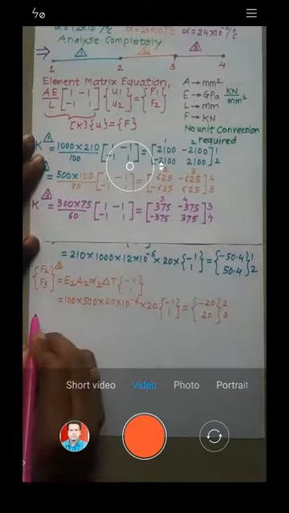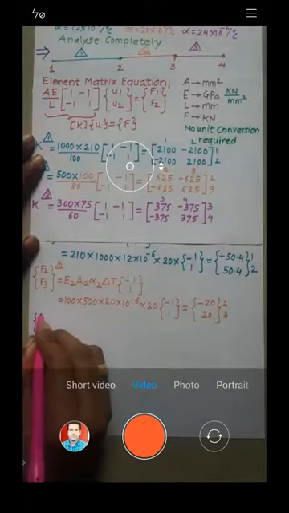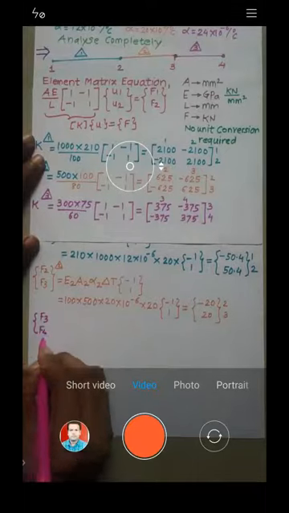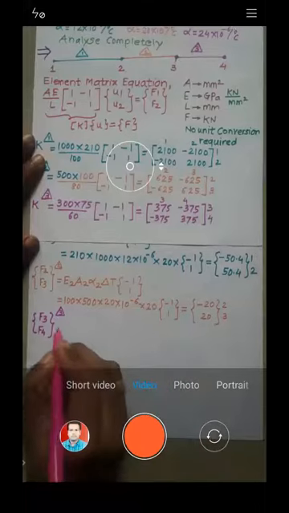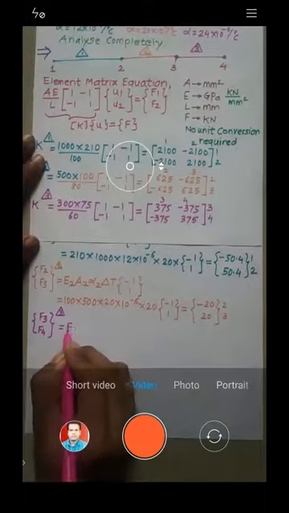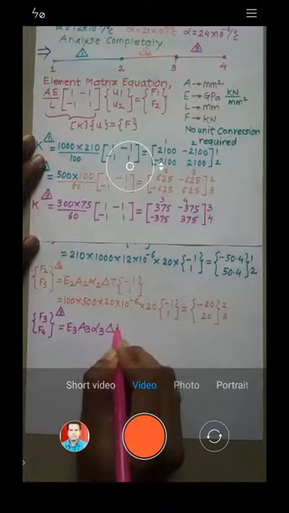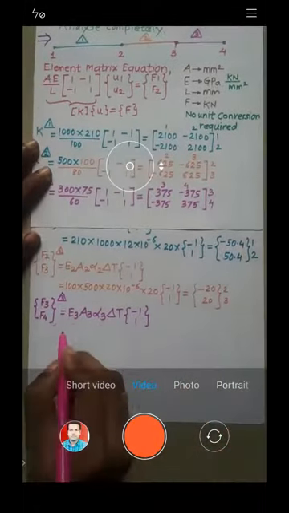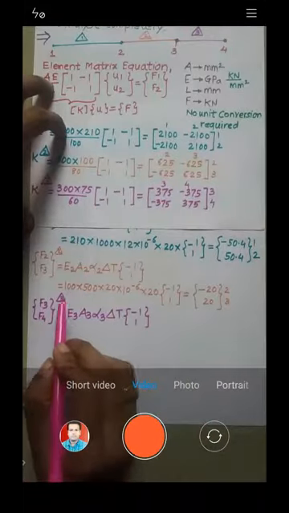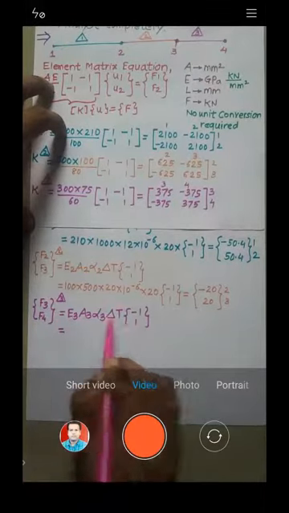Now let's do the third thing. The stiffness or forces induced at node 3 and node 4 of element number 3 are given by E3, A3, alpha 3, delta T into minus 1, 1 into minus 1, 1, right? So let's do that calculation. See, element number 3 is between node 3 and 4, so everything of element number 3 you are supposed to write down here.